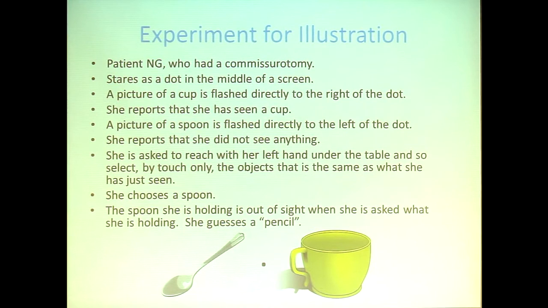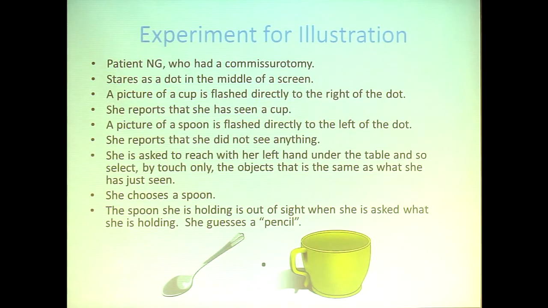But then she's asked to reach with her left hand, because the left hand is controlled by the right hemisphere, under the table, feel around until she can feel what she thinks she just saw, and she chooses a spoon. So her left hand, because it's communicating with the right hemisphere, and because what she saw was reflected in the right hemisphere, she can identify the spoon. Now, she still can't see the spoon, because it's under the table. And when she's asked what she thinks that object is, she thinks it might be a pencil, because again, the verbal side has been disconnected. So she can't say what she thinks she's felt, even though the right hemisphere knows she's feeling the right thing. Okay.